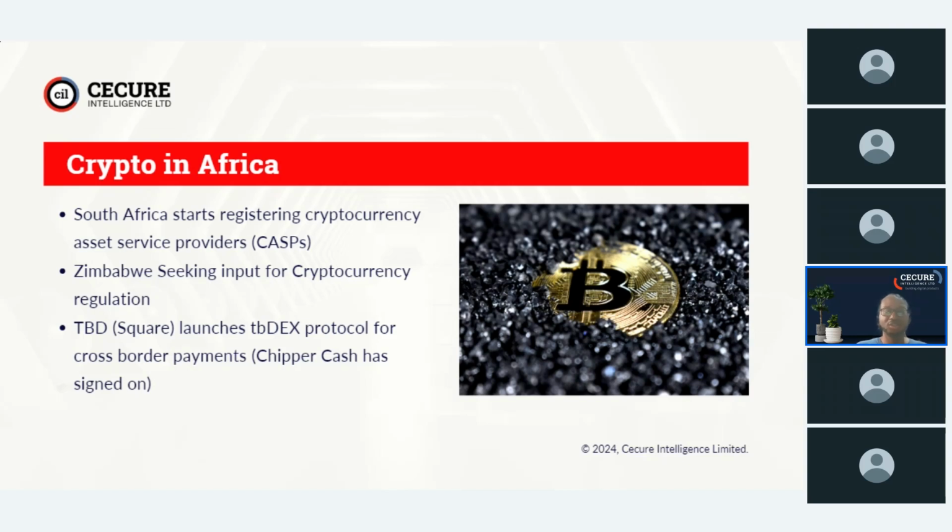And TBD, which is basically a company under Square. Square is the company that did the Cash App in the US. They launched something called the TBDEX protocol. So basically, it's a protocol that allows for cross-border payments in the African region and even across international waters as well. Chipper Cash, which is an African fintech, was the first to sign on. So they're currently testing it out for their cross-border payments at the moment. So we should possibly be seeing more companies signing up to use this protocol for cross-border payments. So you should be seeing more stablecoin transfers across the board.